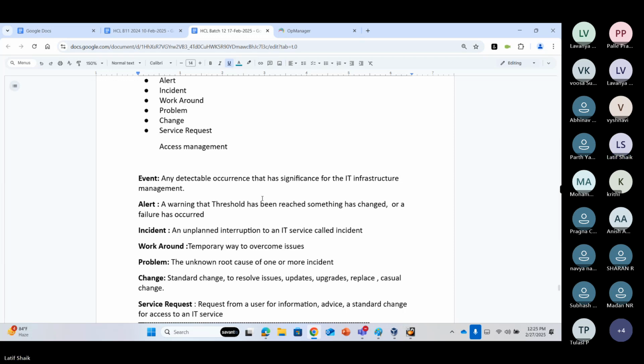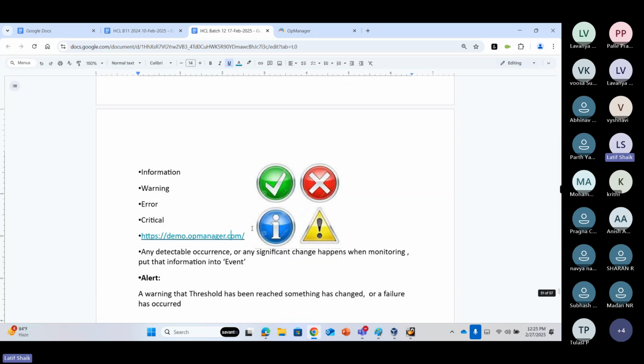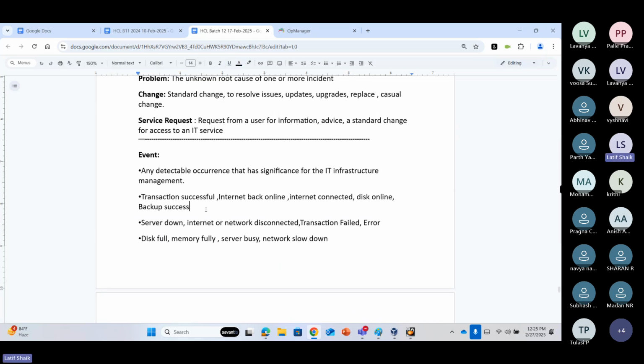Alert. Okay, we'll directly explain. Different types of events will occur: transaction successful, backup completed successfully, internet is back online, disk is online, server is online, meaning service is restored. These are all successful events. These types of events we call information events.